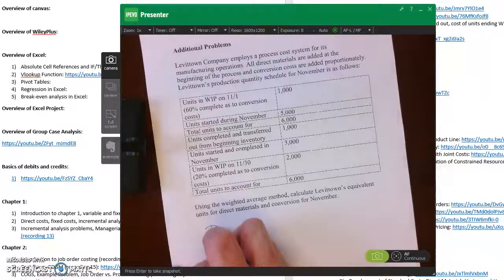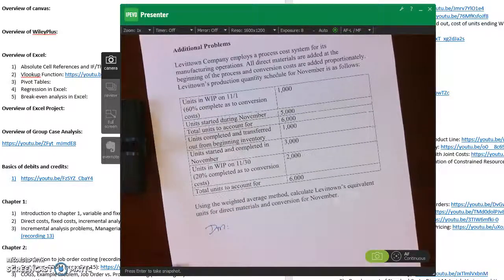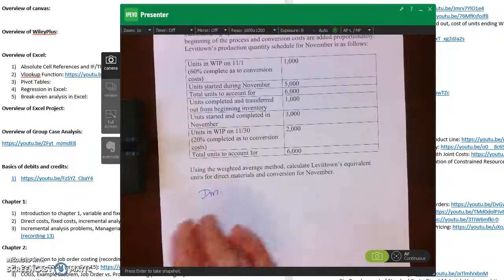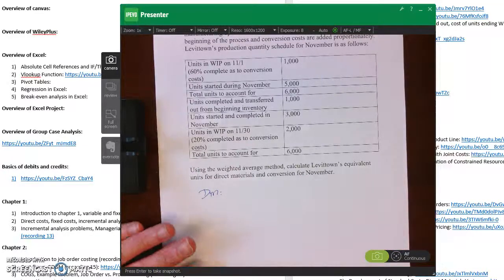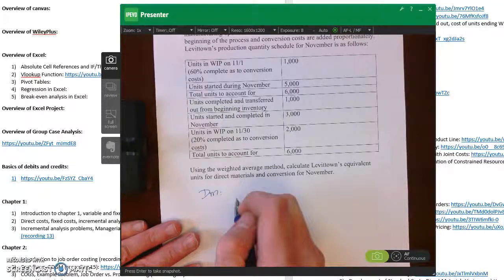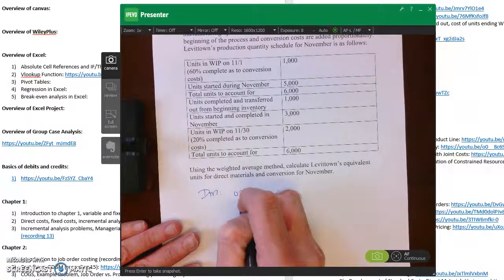So we're going to say over direct materials. Remember, we're looking at the denominator for calculating the average cost per unit. Remember, what that's equal to is the units completed plus the equivalent full units in ending WIP. So I'm going to say units completed.